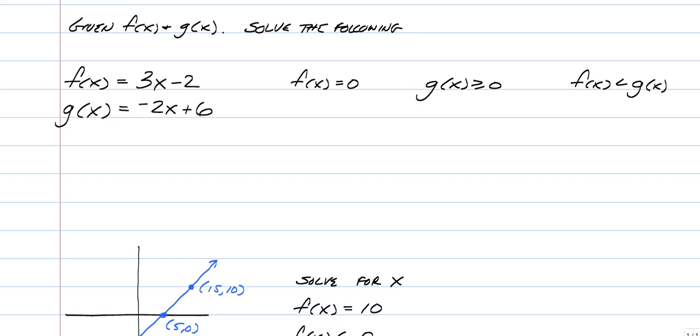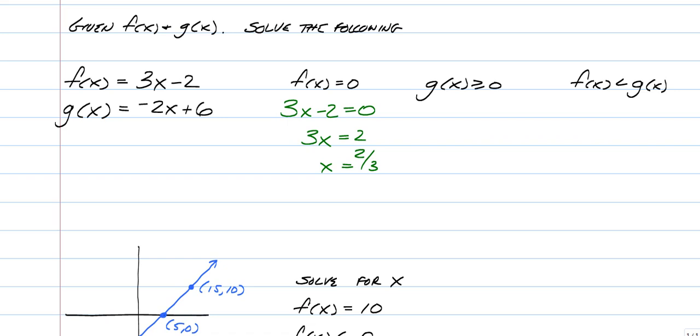The first one, f(x) is equal to 0. So how do you determine what x has to be? You just set it equal to 0. 3x - 2 = 0. So add your 2 to both sides and divide both sides by 3, and x is equal to 2/3. Very simple to do. So why don't you try the next two and see if you can come up with x on your own. Give it a shot.